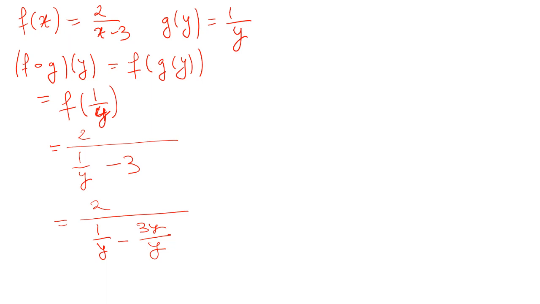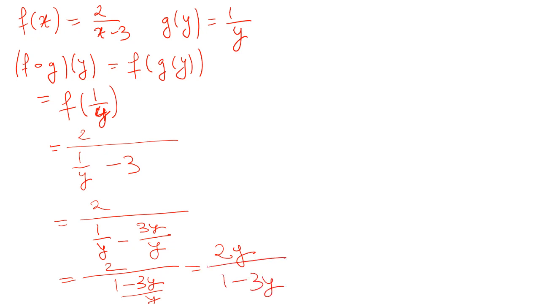fraction as 3. Now, because I have a common denominator, I simply subtract the two numerators, 1 minus 3y, and I copy down the common denominator, which is simply division of fractions. So using the division of fractions formula, we have 2 times y over 1 minus 3y, and that is our answer. F composed with g applied to y is 2 times y over 1 minus 3y.